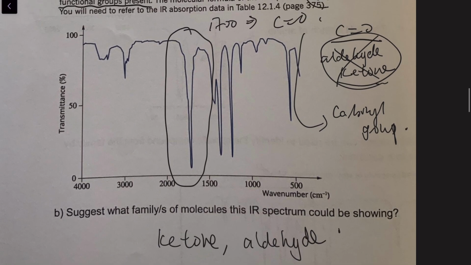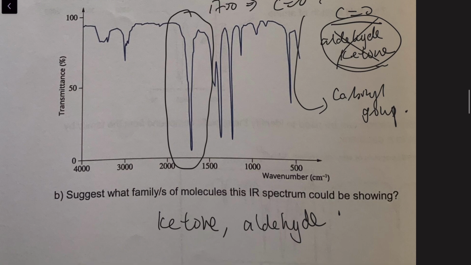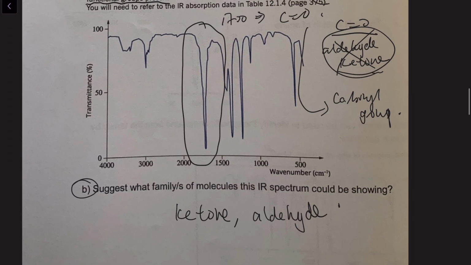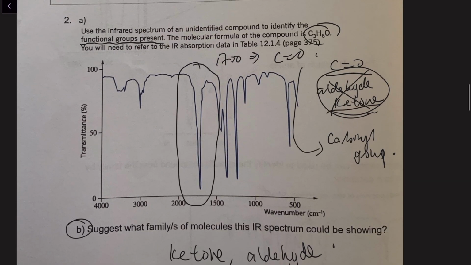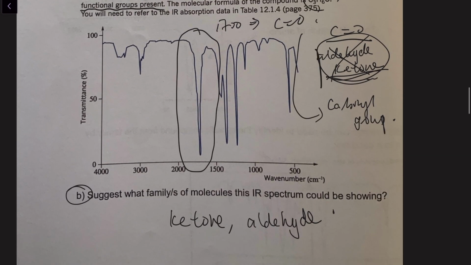So really you need to look at the question carefully. I ignored part B. So in the exam, if you ignore part B, you lose half the mark, even though you have already identified that it could be aldehyde or ketone.